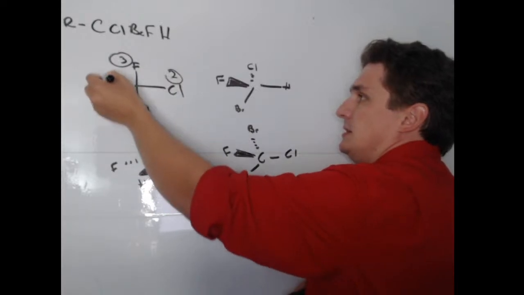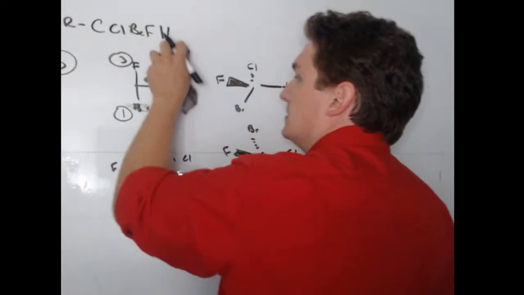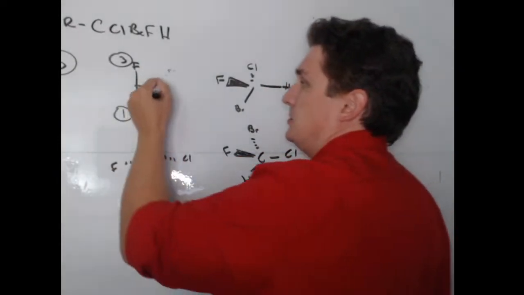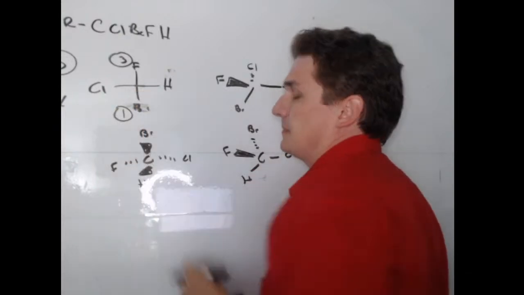So this 1, 2, 3, this is counterclockwise. So as drawn, this is the S conformation. So we're looking for the R here. So this is not an option.